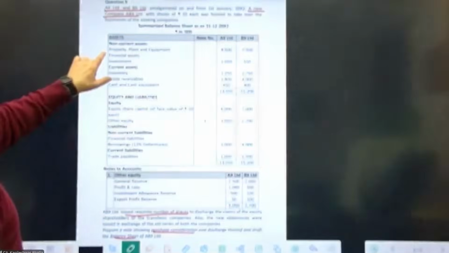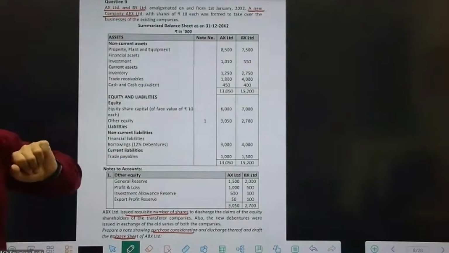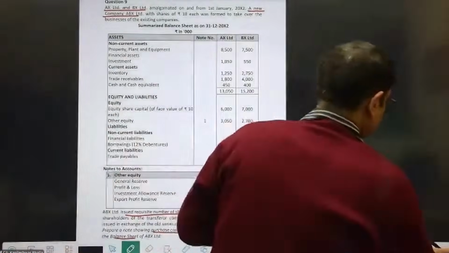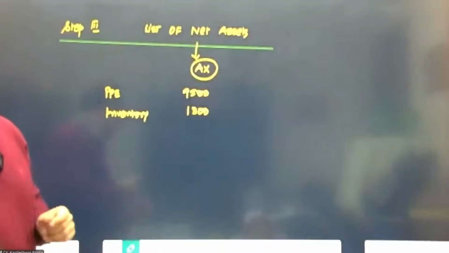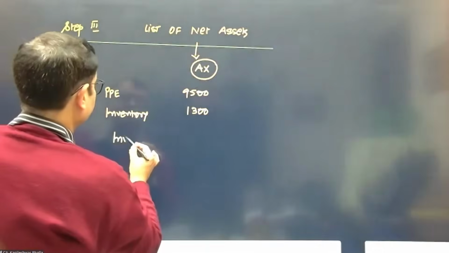So PPE is done. Then we've got investments. I have the question in front of me, so I'm just going to pick up the data. All the balance sheet items will be seen. Let me take the data from the balance sheet. On the balance sheet, we've got investments 1050.